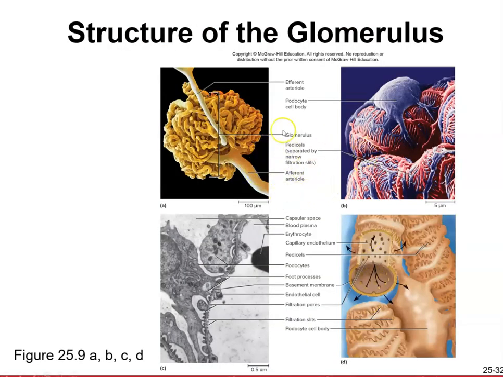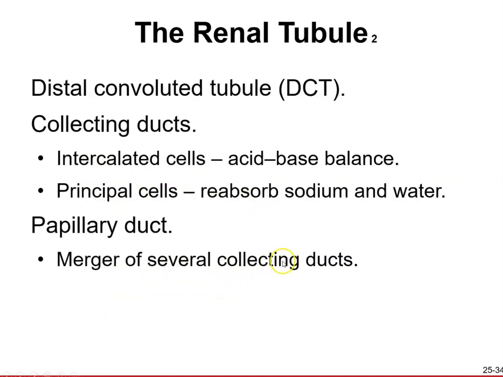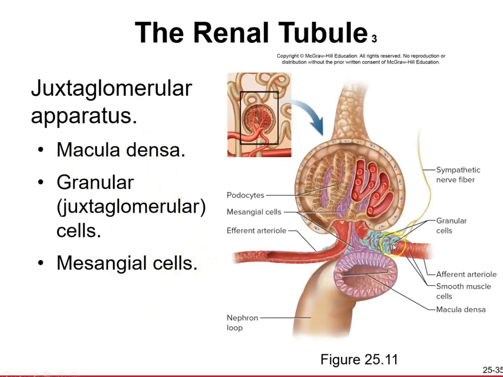Here's the structure of the glomerulus. Here's the renal tubule: the proximal convoluted tubule, nephron loop, descending loop of Henle, ascending loop of Henle. Types of nephrons: you have cortical ones that are short, and then you have the juxtamedullary ones, which are long. The distal convoluted tubule, collecting ducts, intercalated cells, principal cells, and a papillary duct. Here's the juxtaglomerular apparatus, usually found right here. You have a macula densa and mesangial cells that will help.